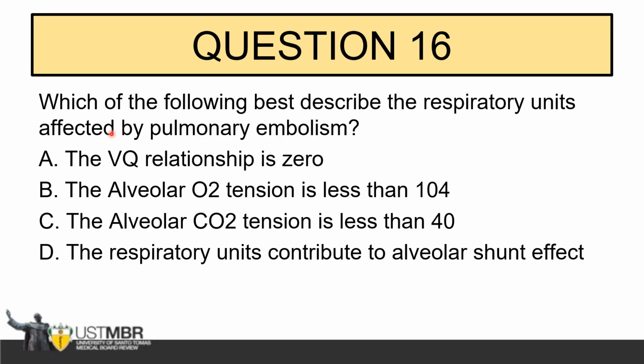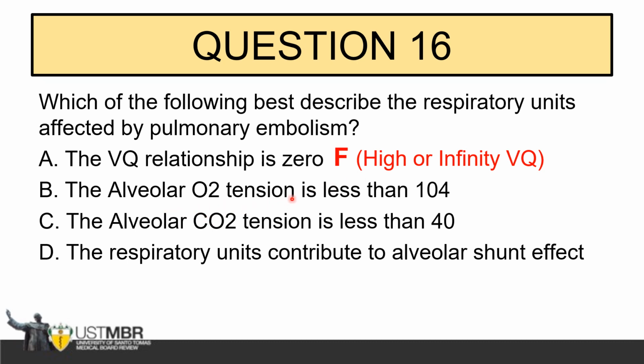So going back to this interactive question, which of the following best describes the respiratory units affected by pulmonary embolism? In pulmonary embolism, there may be partial or complete blockade of the pulmonary capillary, and therefore it is going to give rise to a high V/Q or a V/Q of infinity. And therefore the option that the V/Q relationship is 0 is wrong. Again, we discussed it's supposed to be high or a V/Q of infinity.